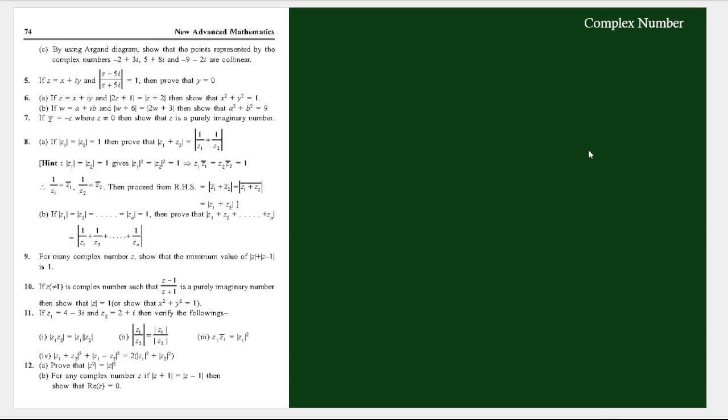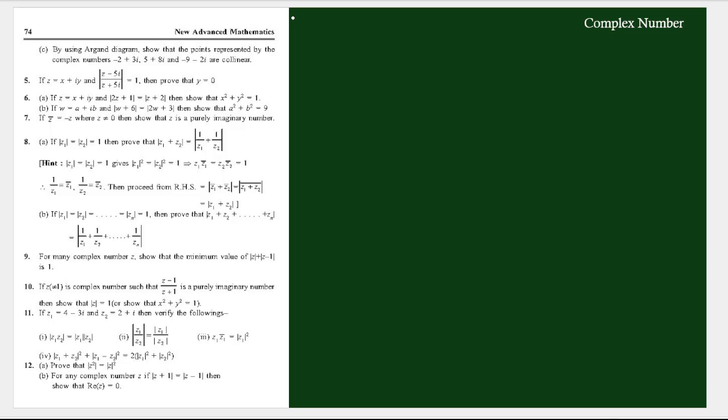Question number 5. So what is there in question number 5? If z equals x plus iy, and this is equal to 1. Okay, z is given as x plus iy, and the modulus of z minus 5i over z plus 5i is equal to 1. So we need to prove that y equals 0.